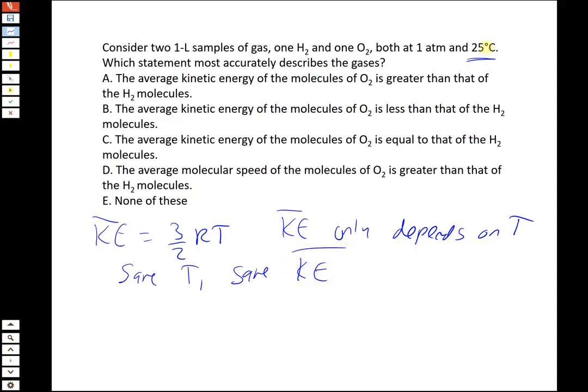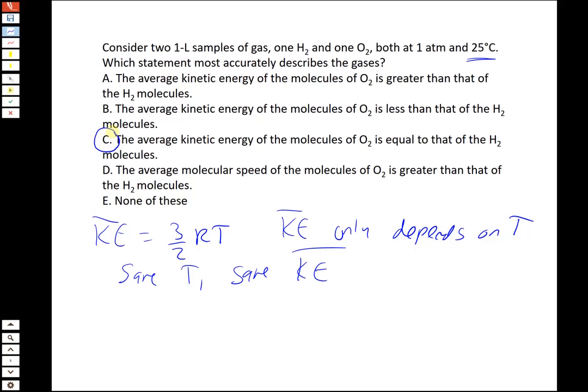So anytime the gases are at the same temperature, their average kinetic energy will be the same. So if we look at answer choices A, B, and C, the average kinetic energy of the molecules should be the same, and so that's what choice C says. The average kinetic energy of O2 is equal to that of the H2 molecules. So that has to be true because the two gases are at the same temperature.